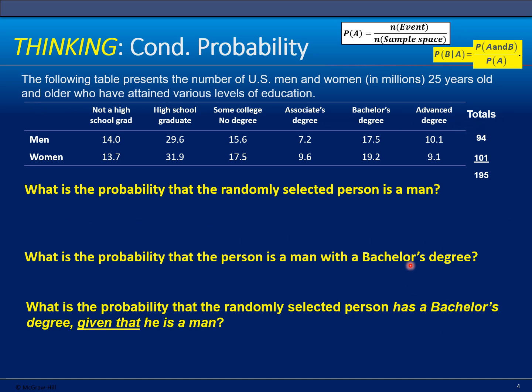So the first one is, what is the probability that the randomly selected person is a man? What is the probability that the person is a man with a bachelor's degree? And finally, what is the probability that the randomly selected person has a bachelor's degree given that he is a man? Okay, so why don't you hit pause and see if you can figure out how to do these. They're all ratios to figure out the probability.